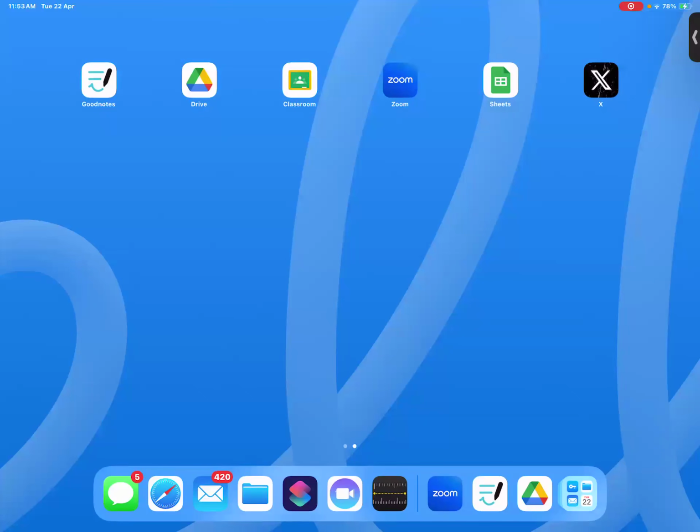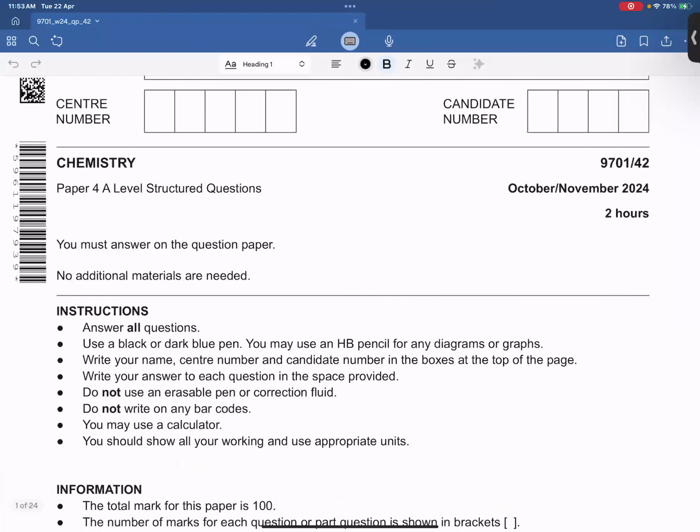Hi everyone, let's start paper 4 of A2, October-November 2024, variant 42. Let's start the paper.